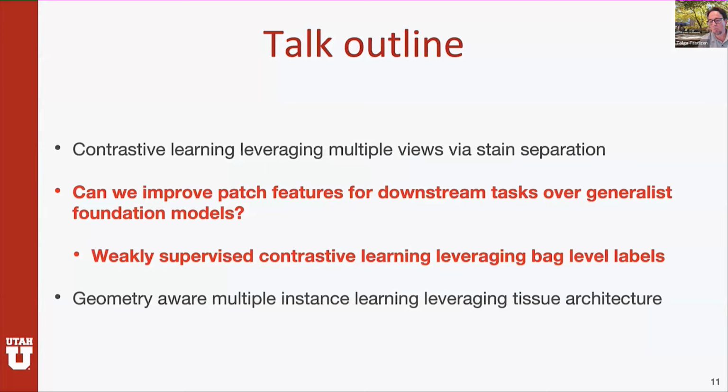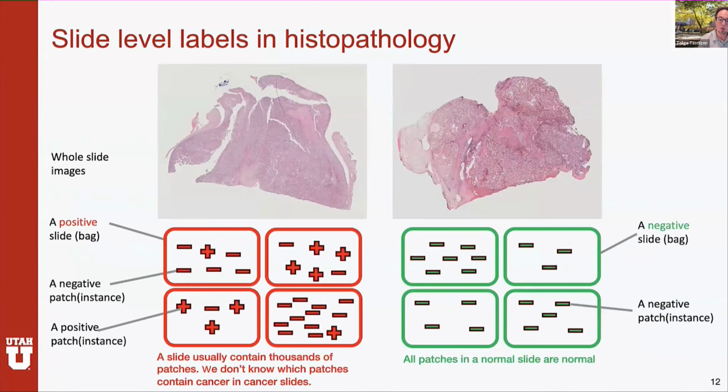So going into now the more common workflow where you don't do patch level predictions, but do slide level predictions. The question, again, to remind us, is can we improve patch features for downstream tasks over what generalist foundation models might give us, right? So for this part of the talk, I want to again briefly start with a little bit of background, what this problem looks like, right?